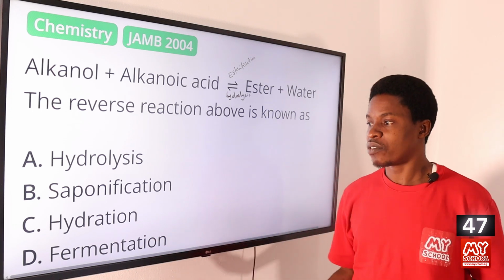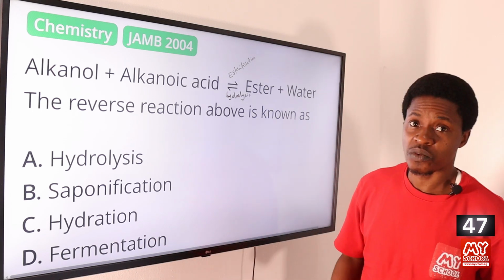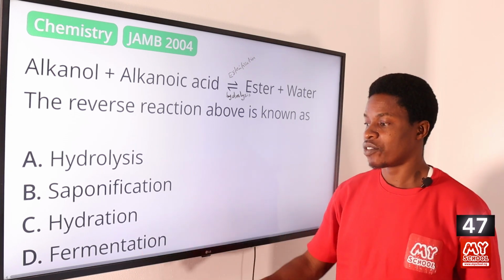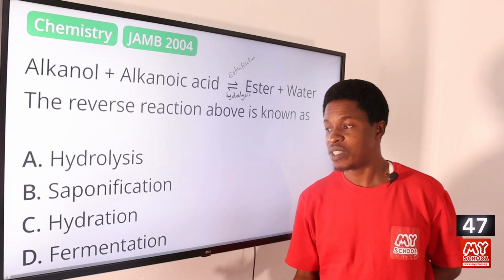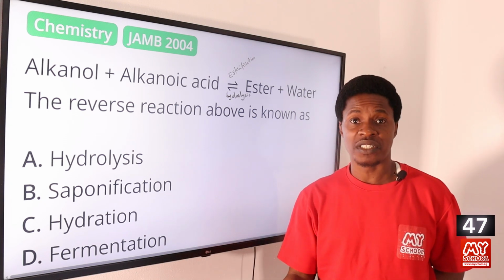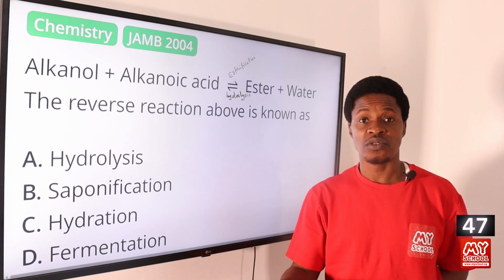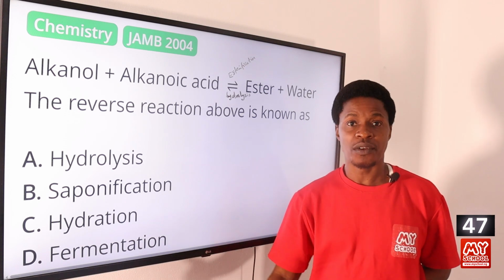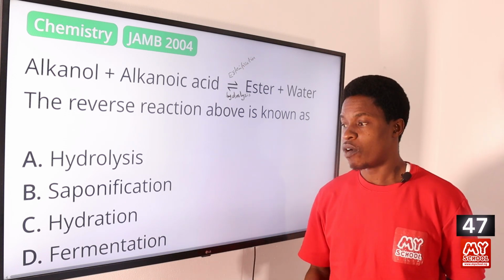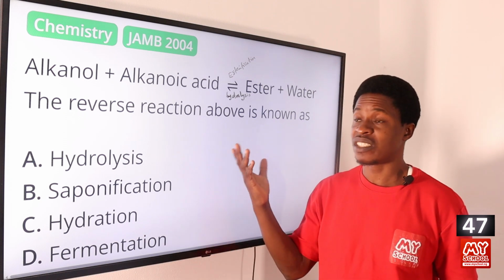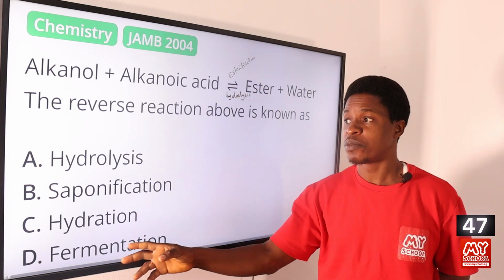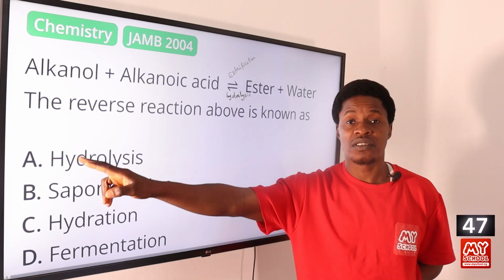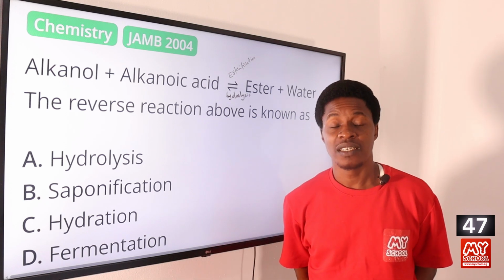Option C says hydration. To hydrate something is to add water. So that is not correct. Also, option D says fermentation. Fermentation is a reaction that has to do with the action of microorganisms, like yeast, on sugar, to break down glucose to form ethanol and carbon dioxide. So this has no place here. Among these options, the reverse reaction above is actually hydrolysis. So the correct answer is option A.